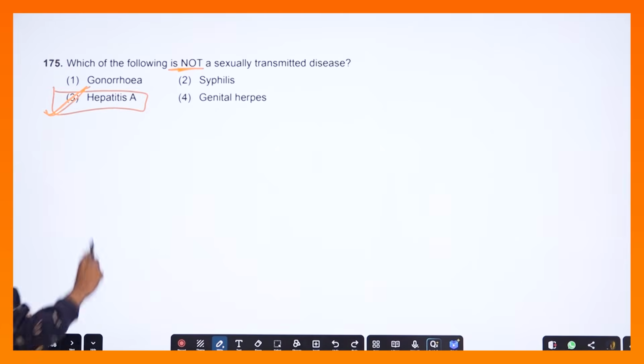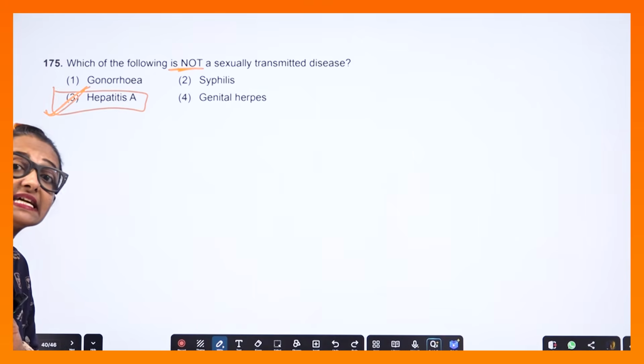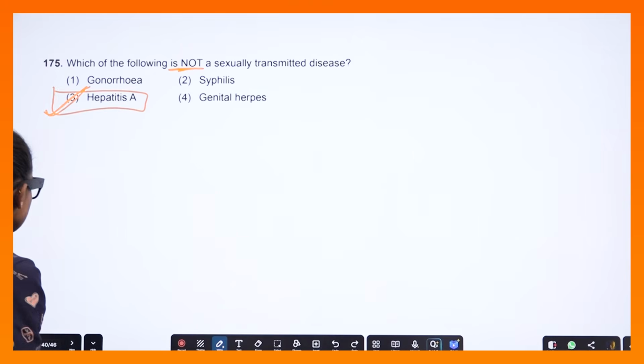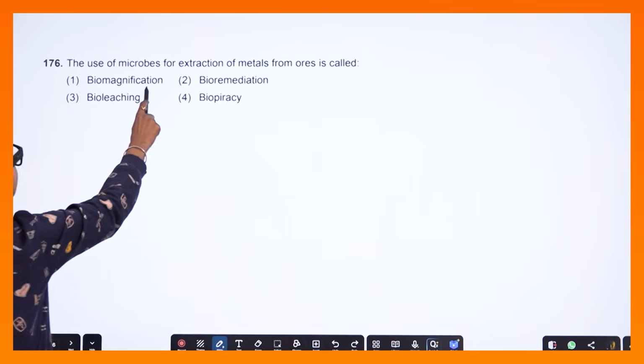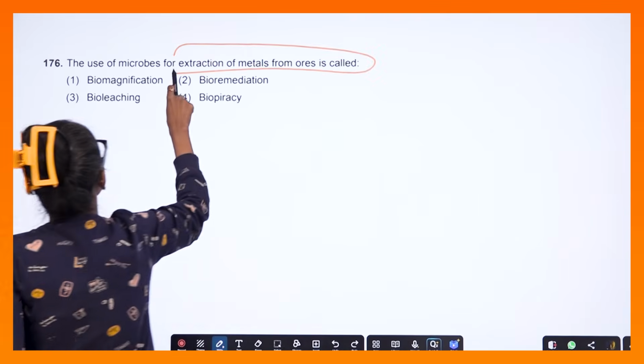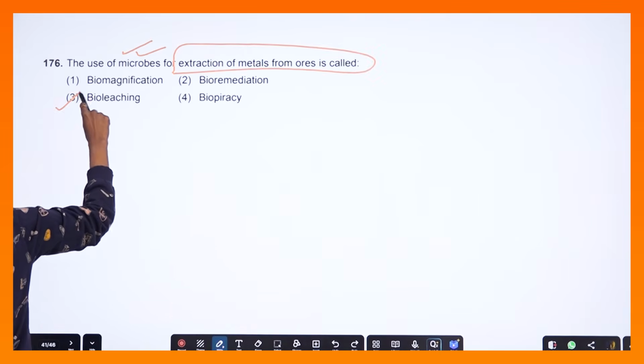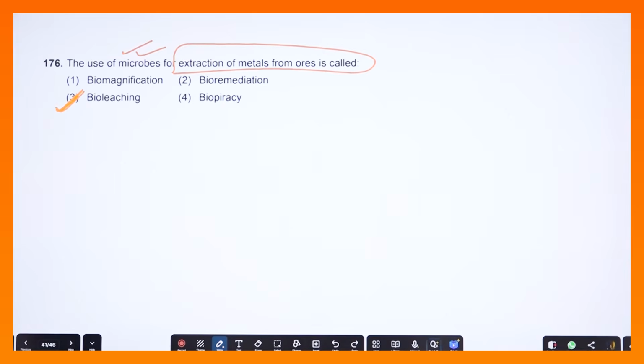Because in your NCERT, hepatitis B is the STD. Here they are asking not that. So hepatitis A. Extraction of metals from ores where microbes are used. It's bio-leaching. Okay.